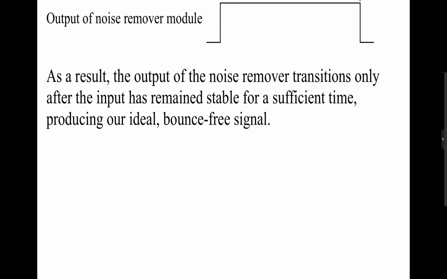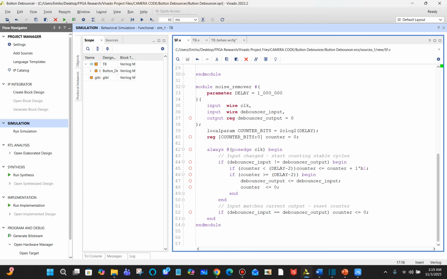So now let's go over how the code implements the behavior just described. So this here is our noise remover module. On line 33, we have our delay parameter declared. Then on lines 35 through 37, we have our ports declared, where we have our clock, our input, and our output declared. Then on lines 39 through 40, we have our counter register declared, where its bit length is a function of the delay. Then on lines 44 through 49, we have the core logic that we discussed earlier.